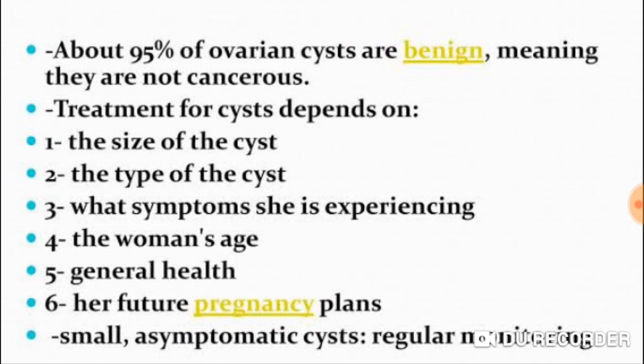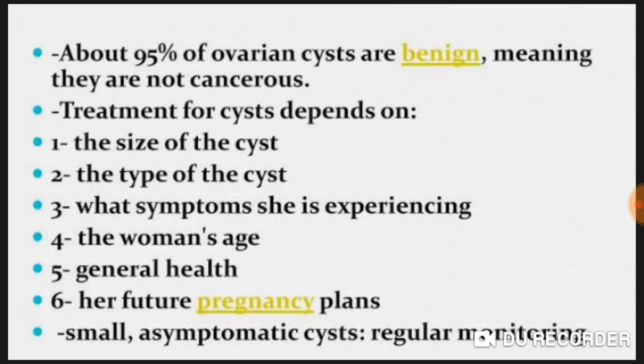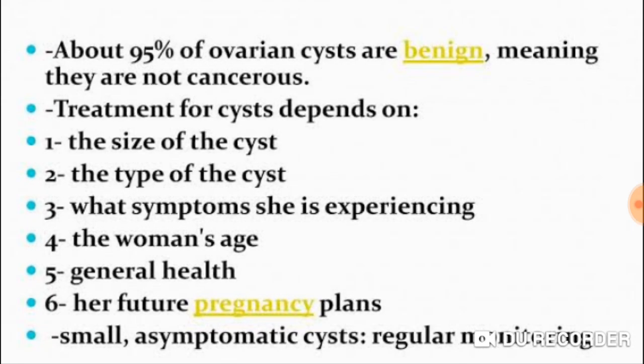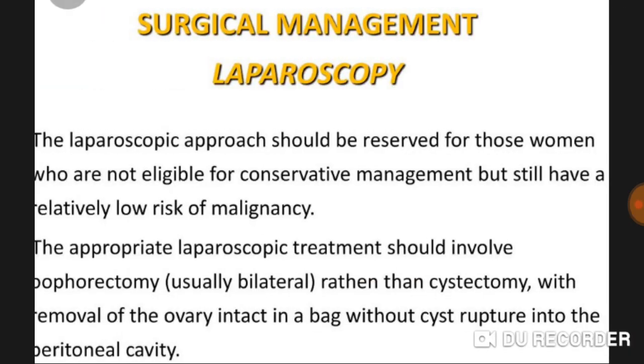Now, about 95% of ovarian cysts are benign, meaning they are not cancerous. Treatment for a cyst depends on the size of the cyst, the type of cyst, what symptoms she experiences, the woman's age, general health, and her future pregnancy plans. For a small asymptomatic cyst, regular monitoring.